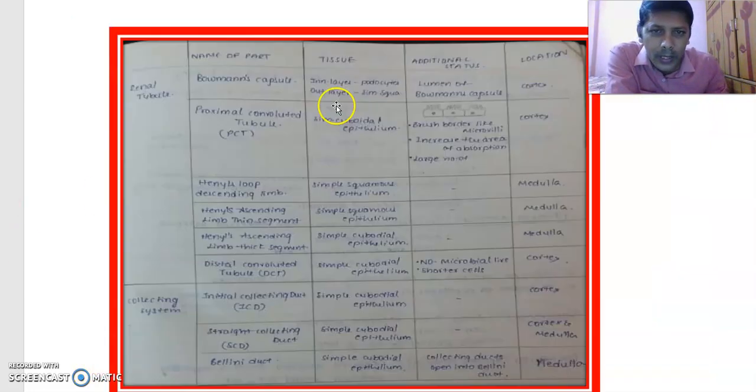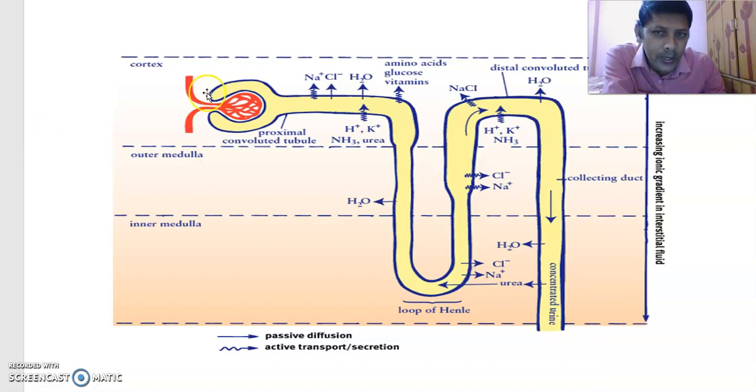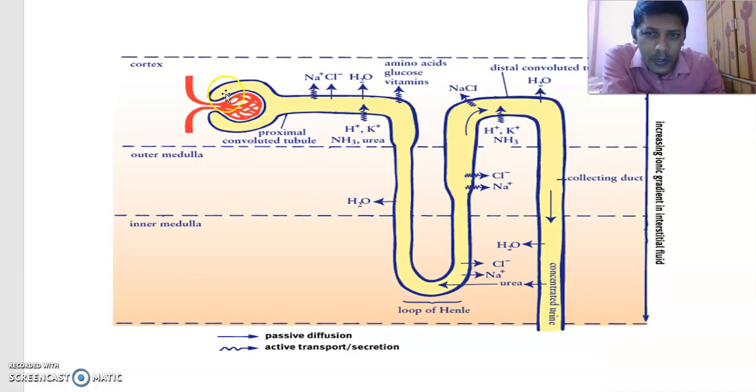Observe this slide, which is very important. Where is Bowman's capsule? Bowman's capsule is in the cortex. Next, the PCT, proximal convoluted tubule, where is it? It is in the cortex. From this line to this line, this is the cortex part. Bowman's capsule is in the cortex part.